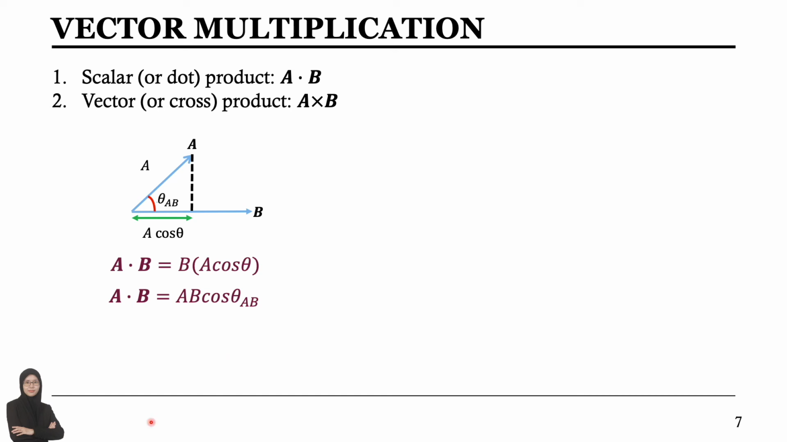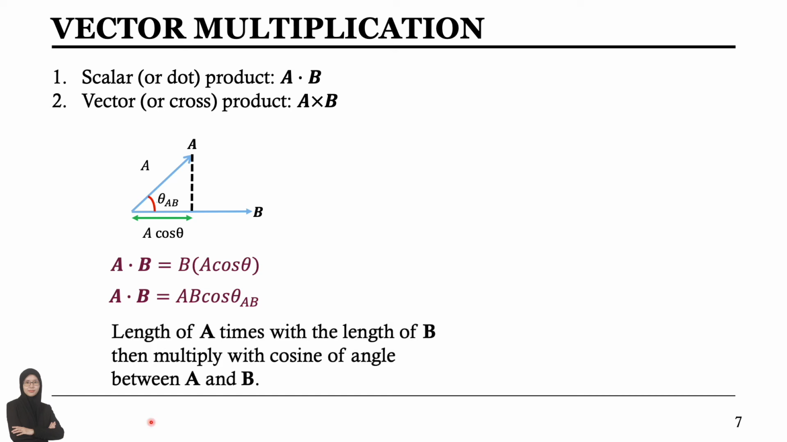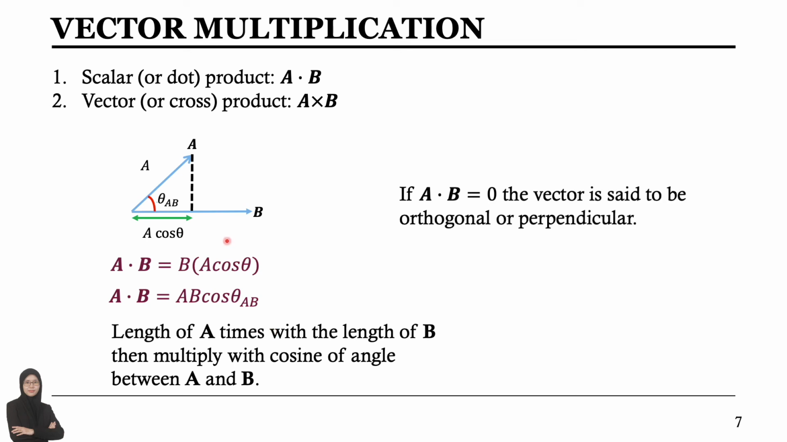In other words, a dot product is the length of A times the length of B, then multiplied by the cosine of the angle between A and B. If A dot B is equal to 0, the vectors are said to be perpendicular. This is because cos 90 degrees is equal to 0.